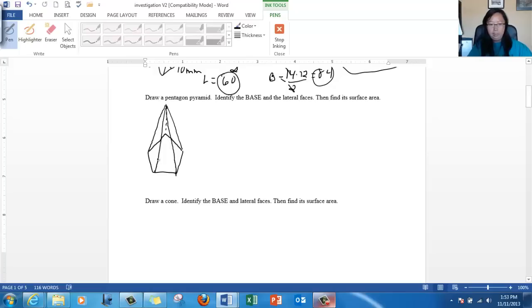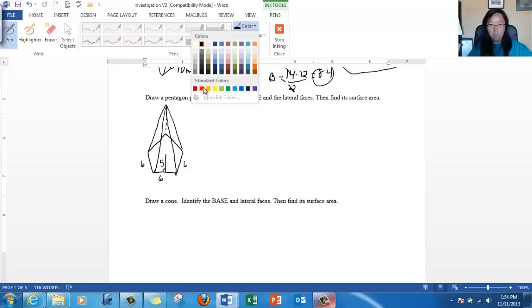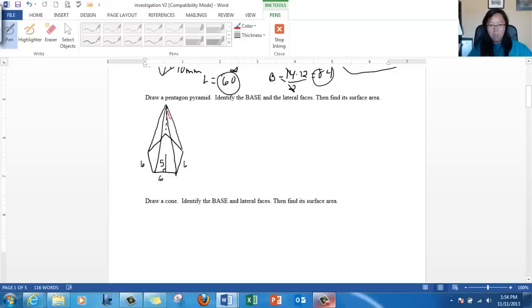Let's put in the numbers. I see an apothem of 5. The edges are 6, all of these are 6. The pentagon is 6 all around. These triangles all have a height of 7. So I'm going to draw it in different colors so you can see better. This height here is 7. And these are all in centimeters.